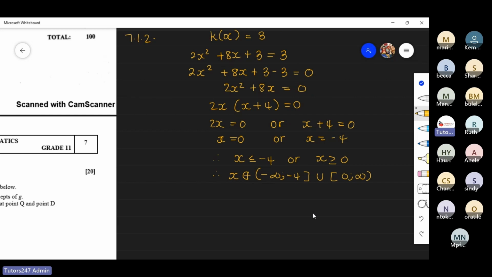Now keep in mind, whenever we're using equal to, we use square brackets. When we are not using equal to, meaning if we use greater than or if we use less than, we use rounded brackets. And infinity will always get rounded brackets. Infinity never gets square brackets because we do not know what is the actual value of infinity. So you can use whichever notation you find easier.